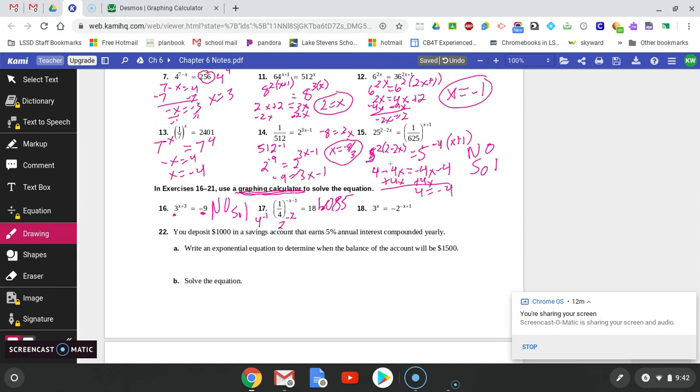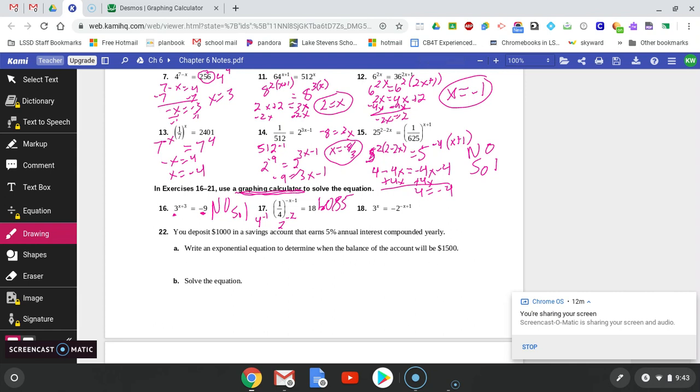And we would do the same thing on number 18. Okay, let's look at number 22. So it says you deposit $1,000 in a savings account that earns 5% interest. We want to talk about it being compounded yearly. So yearly is once a year.